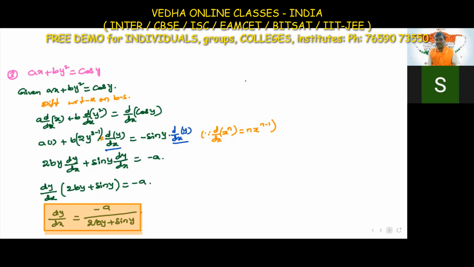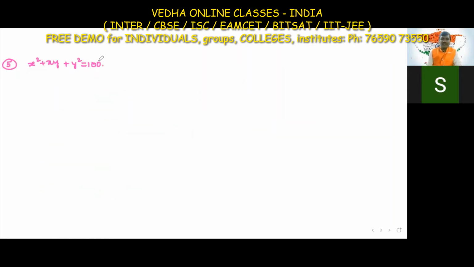So we'll go to the next question, question number 5. Okay, so here what is given? First take the given equation, that is x square plus xy plus y square is equals to 100. Now differentiating with respect to x on both sides.